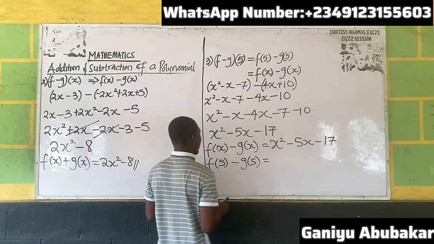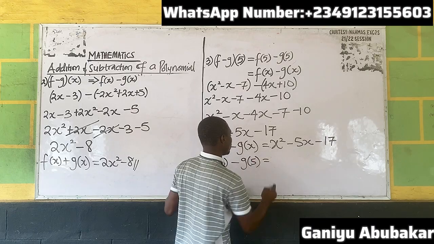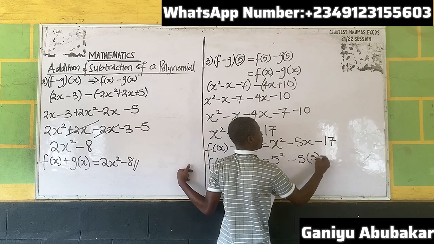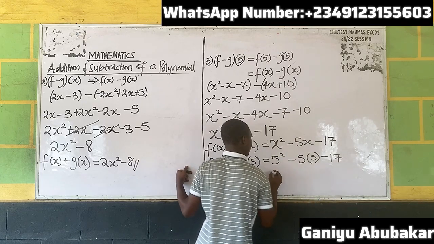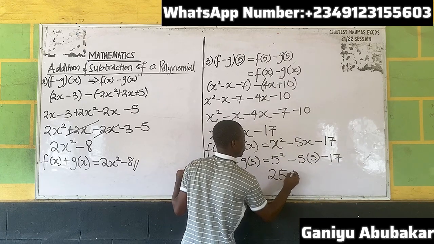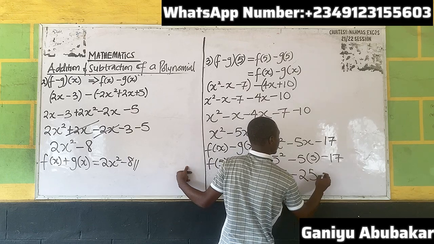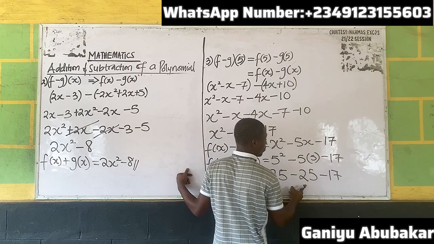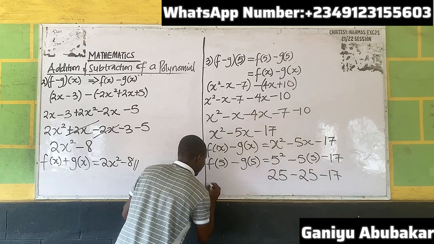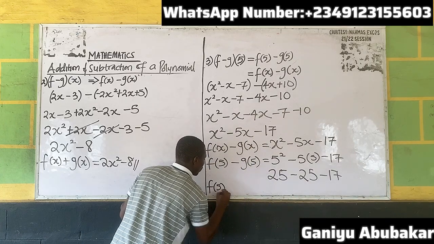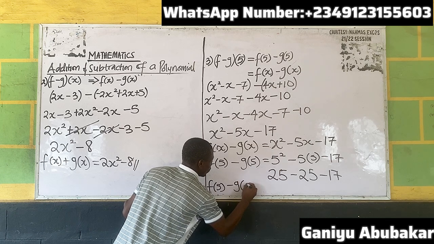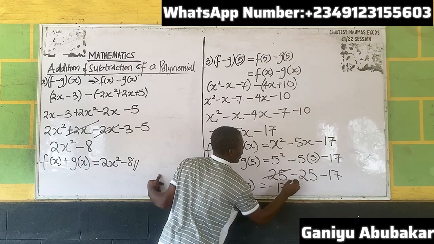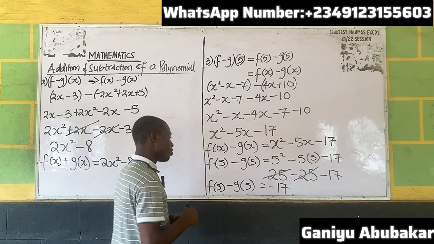It means that anywhere I see x, I put 5. That gives you 5 squared minus 5 into 5 minus 17. This gives you 25 minus 25 minus 17. Plus 25 minus 25 gives you 0. My final answer for f of 5 minus g of 5 is minus 17. Why? This and this will cancel out. That's 0. I have this one.